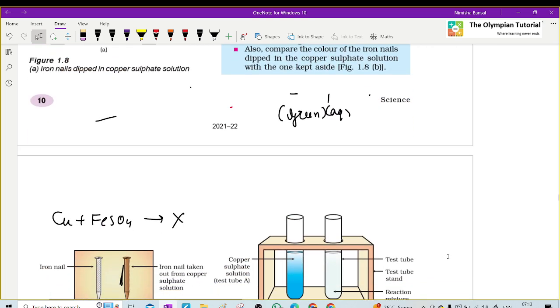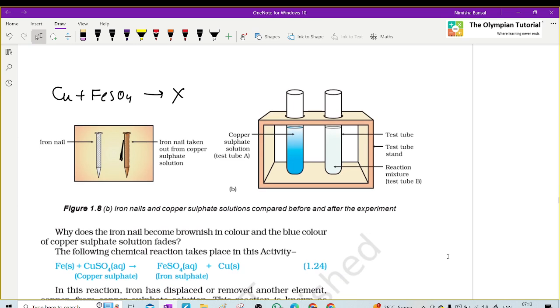So here what will happen? The iron nail is taken out from the copper sulfate solution, so we can observe a brown deposition. Here is the copper sulfate solution in test tube A. Actually we are taking one without activity and one with activity so that we can compare. Here also, one without activity and one with activity, so that we can compare the intensity.